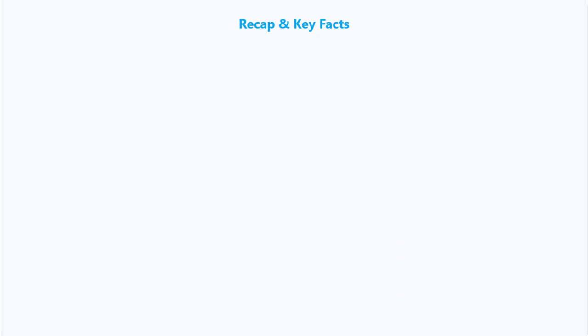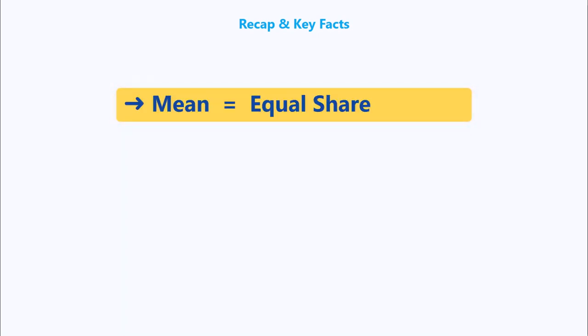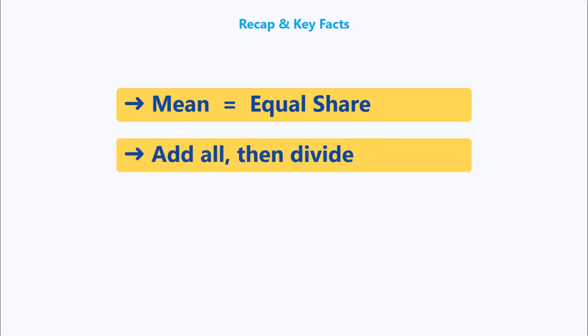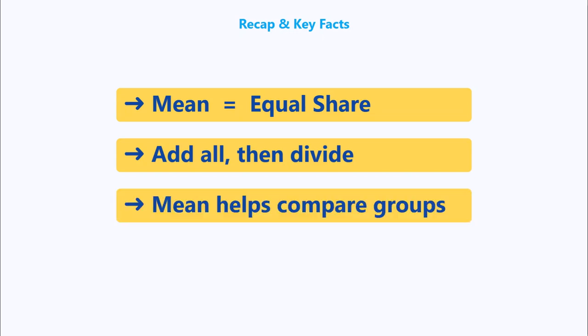Let's quickly recap what we learned about the mean. Mean gives one fair number representing the whole group. To find the mean, we add all numbers and divide by how many we have. The mean helps us compare different sets of scores or data. Great job today! You have mastered the equal share idea of the mean.